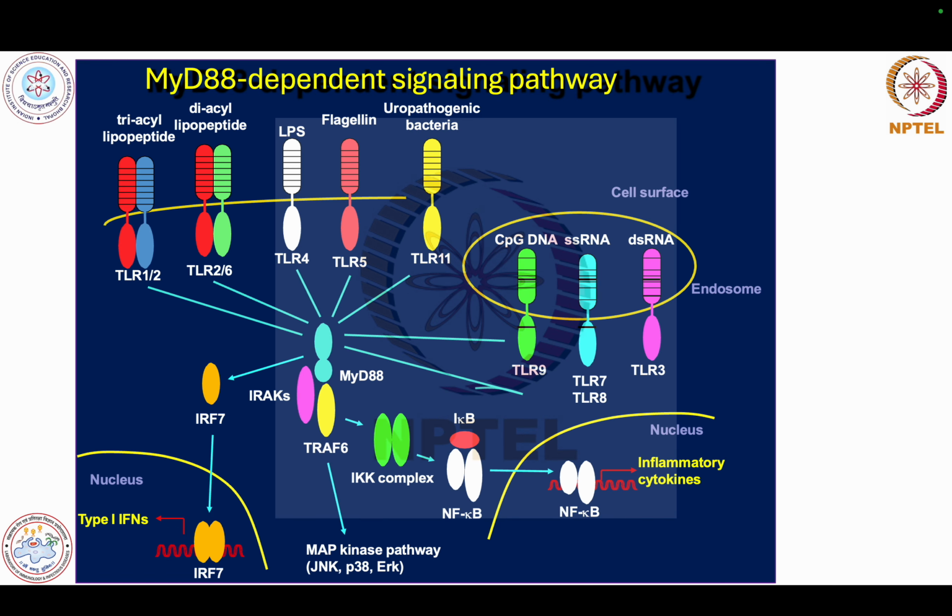So in MYD88 dependent signaling pathways, all those TLRs are getting activated or are recognizing different lipids and proteins, and then they recruit the adaptor protein MYD88, which acts downstream by forming the TRAF6 IKK complex, and then acts on NF-kappa B. The inhibitory kappa B gets separated from NF-kappa B, and then NF-kappa B enters into the nucleus and acts on inflammatory genes, producing inflammatory cytokines.